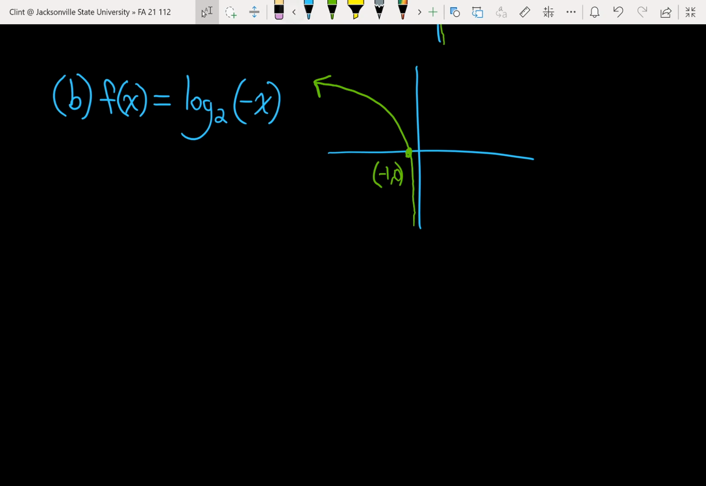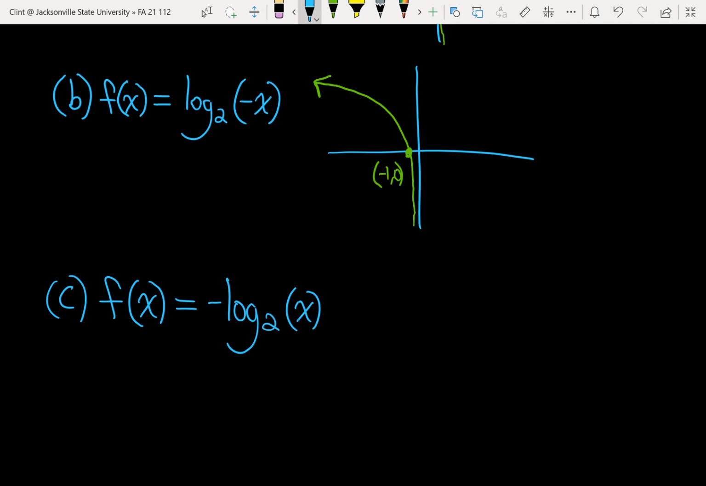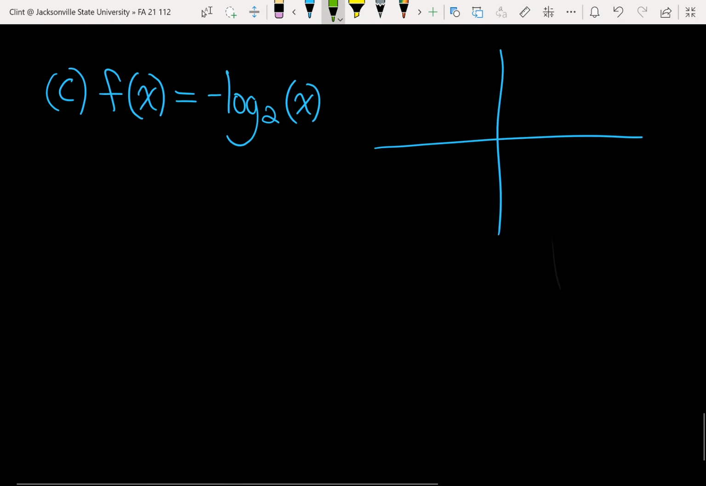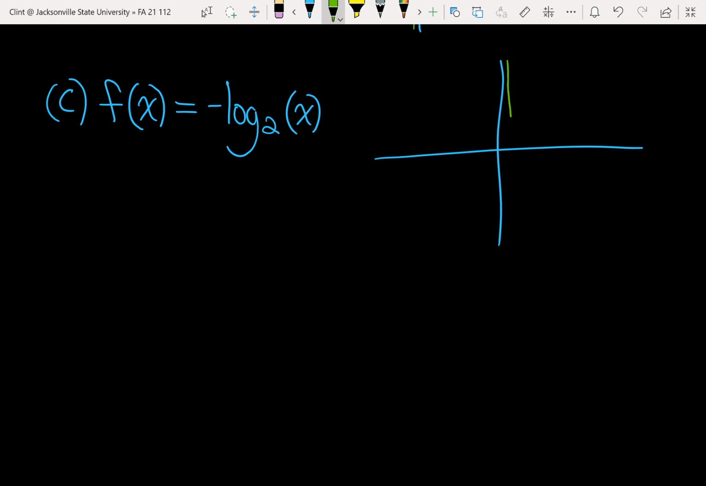C part gives us a negative in front of the whole log. If we throw a minus sign out in front of the whole thing, that switches top and bottom, and it takes all of our positive y's and turns them into negative y's, and vice versa. So we're starting with A part, flipping the top and the bottom. We'll have something like that.